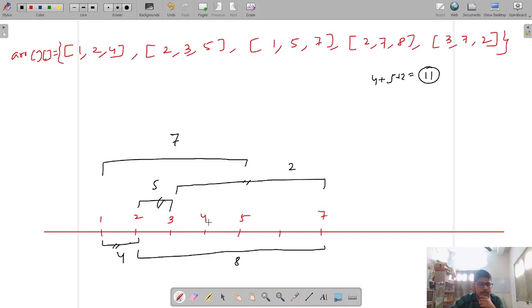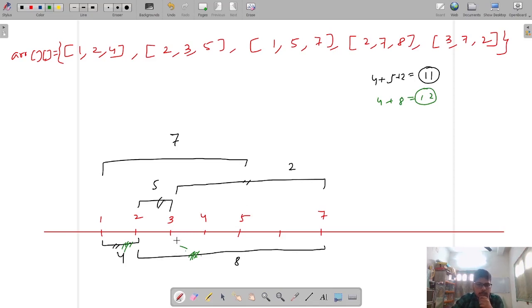Is there any other possibility? Yeah. If I consider this one and this one, they are two non-overlapping intervals. There can't be any other intervals in this case, because they actually cover the total interval 1 to 7, right? So if I add these two, these are 4 plus 8 equal to 12, right?